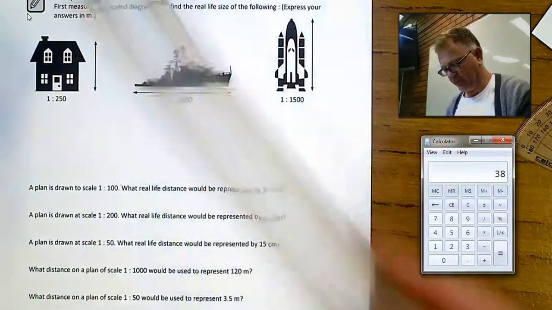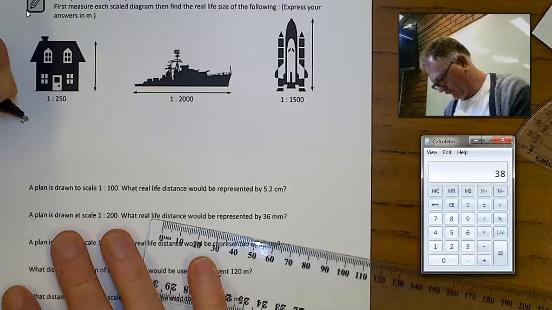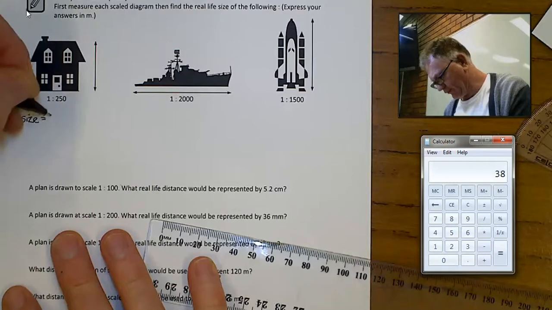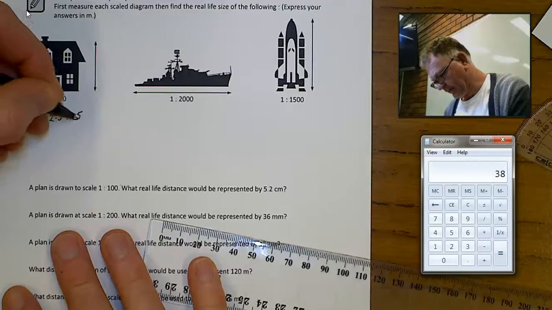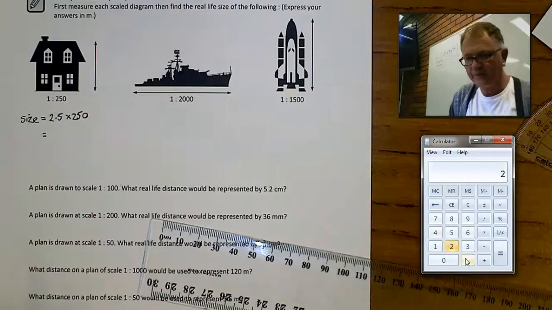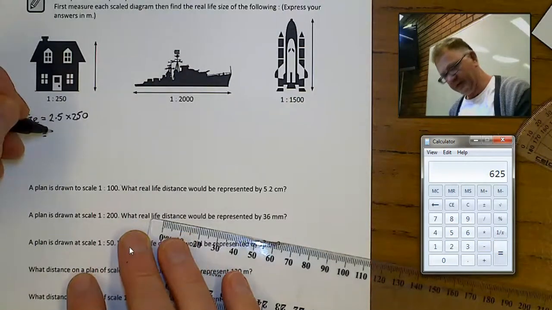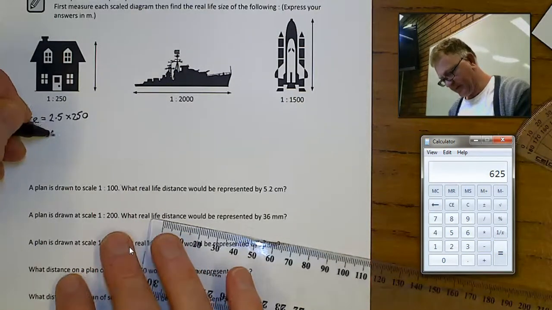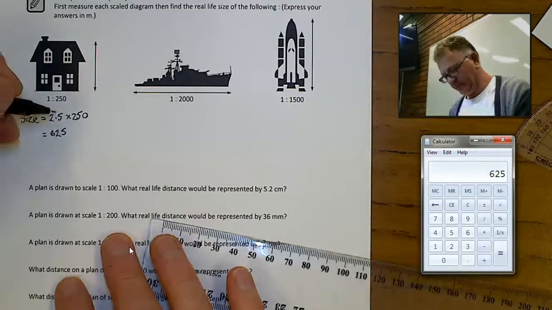So that means that its real life size is equal to 2.5 centimetres times by 250, because that's the scale. I can do this on my calculator. It's 250 times bigger in real life than what it was on my diagram. So in real life it must be 625 centimetres in height.